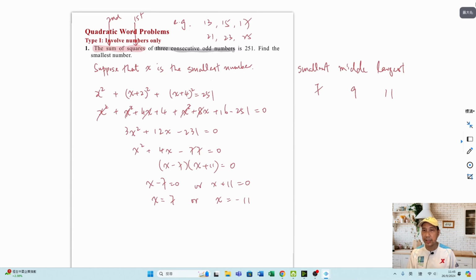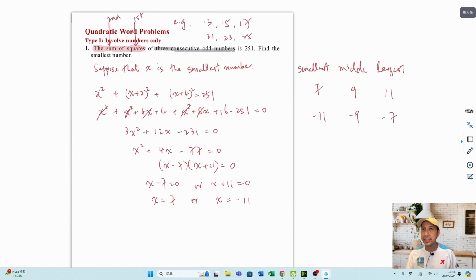Okay, the sum of them is 251. I mean the square of them. The other possibility is that the smallest number is negative 11. And then the middle one and the largest one should be plus 2 and then plus 2: negative 9 and negative 7. Negative 11 squared plus negative 9 squared plus negative 7 squared is essentially the same as the first one.